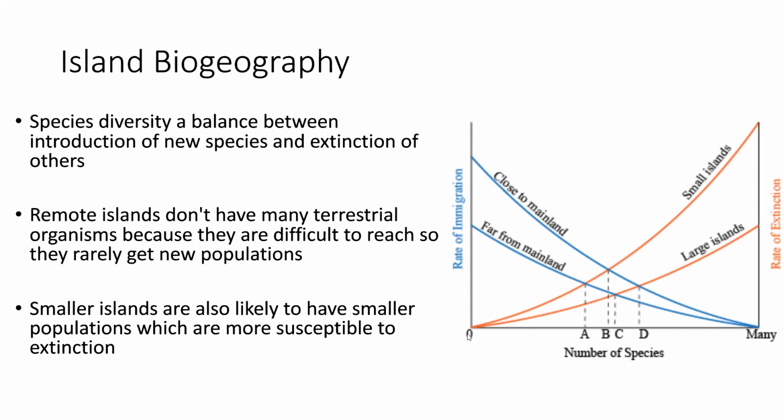If we look at number of species, 0 to many, A has the fewest because it's the smallest island. It can support the least amount of organisms, and it's the furthest from the mainland. So it's going to be the most difficult for any organisms to get to, especially a terrestrial organism. A bird may be able to fly to it, but something that lives on land isn't really going to make its way to it at all.